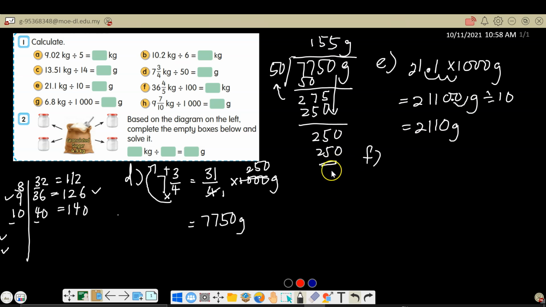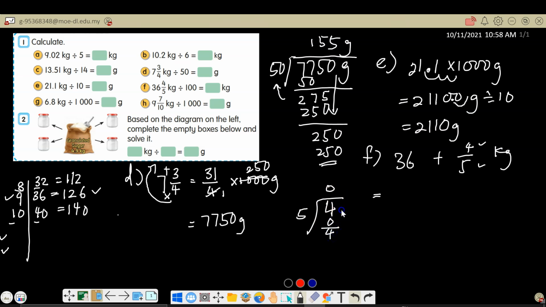Okay, this one we don't have to convert. So we can change to decimal point first. I split the mixed number into 36 plus 4 over 5 kg. 4 over 5, you change to decimal point. 4 divided by 5. 4 inside, 5 outside. The number on top is the number inside.